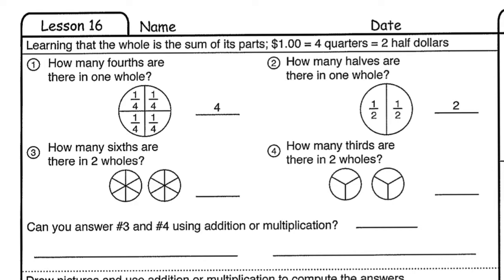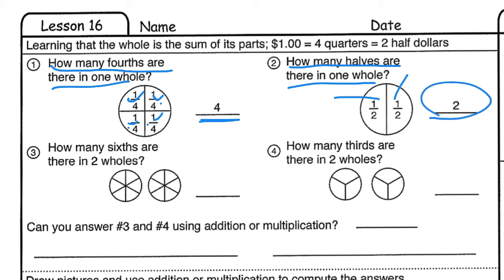Let's take a look at number 1 here. Okay, how many fourths are there in one whole? Well, there's 1/4, 2/4, 3/4, 4/4. There are 4 1/4s that make up one whole. The answer is 4. Not 1/4, but 4. Number 2, how many halves are there in one whole? There's 1, 2. So the answer is 2.